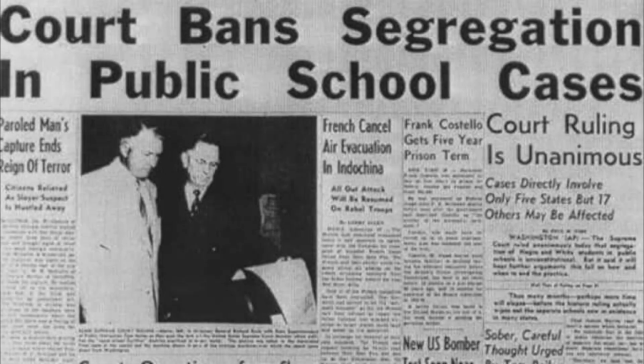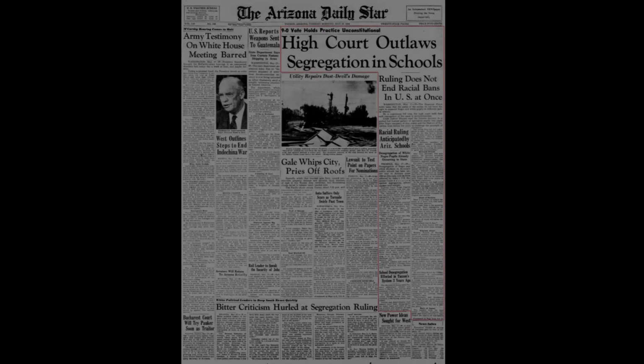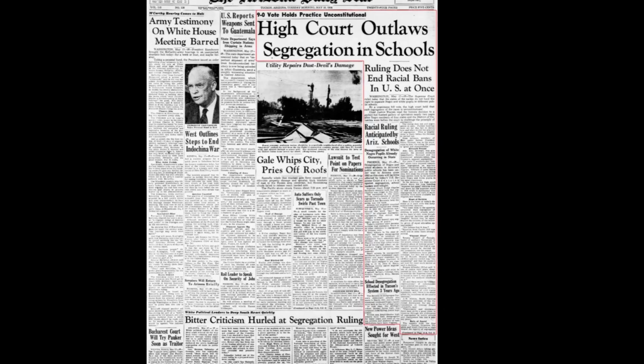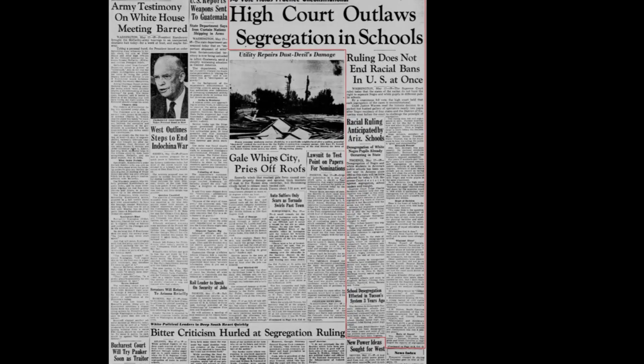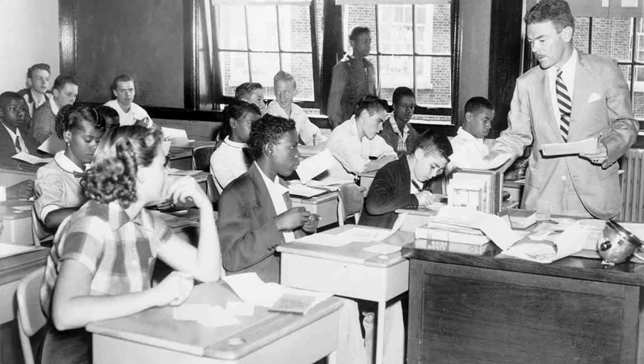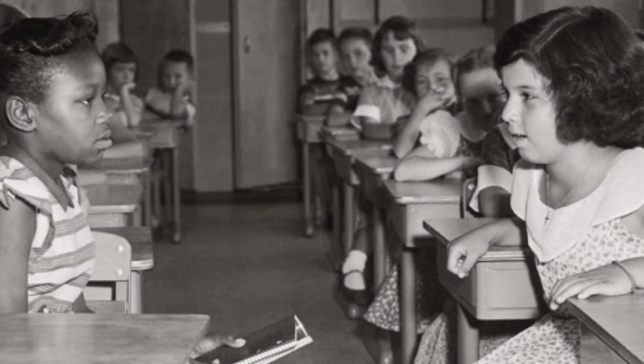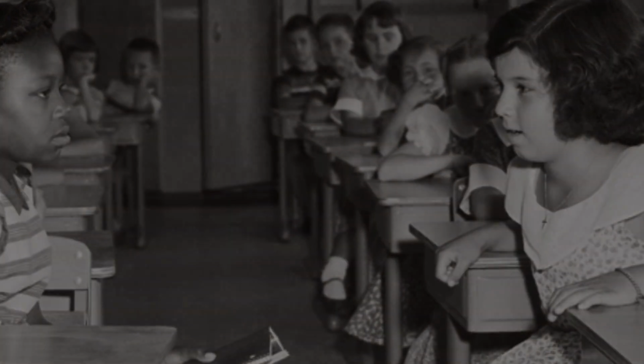The decision set a legal precedent that forced changes in the education system, ultimately leading to greater integration in public schools by the 1970s. However, the ruling's impact extended beyond schools. It catalyzed the broader civil rights movement, encouraging activists to push for sweeping legal reforms, including the Civil Rights Act of 1964 and the Voting Rights Act of 1965.